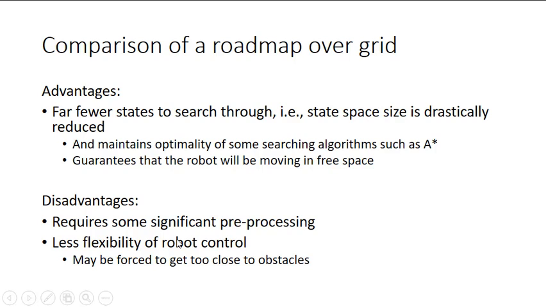So just to compare this, the advantage of a roadmap over a grid is that we have far fewer states to search through. In other words, the state space size is drastically reduced. And this is really nice because since we're still doing graph search, we can maintain the optimality of using A*, and it guarantees that the robot will be moving in free space. I'm going to put an asterisk on that.